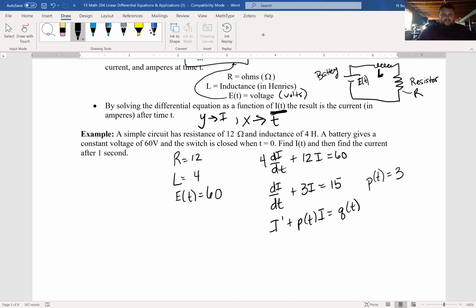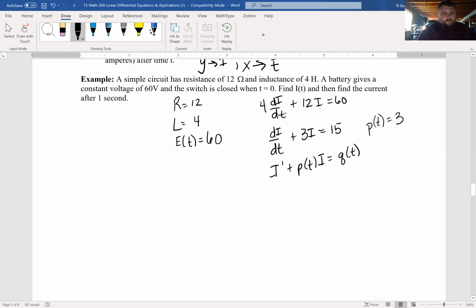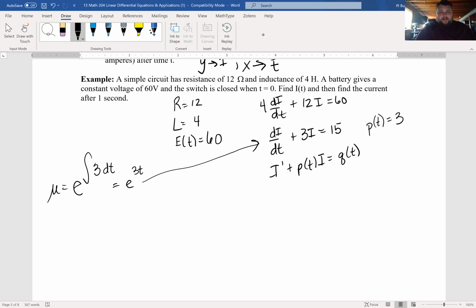So if we have P of T, we can find the integrating factor. Again, this time with dt instead of dx. It's important that you keep with the correct variables. So it looks like I get e to the 3t out of that. Next step is to take that and multiply it by the equation in the correct form.